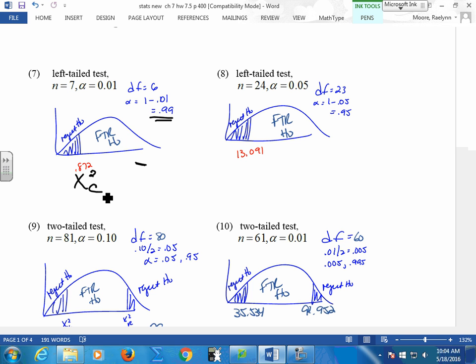Same as table 5. A two-tail, the only thing with two-tailed is it has to share. So divide this guy by 2. Then do the 1 minus. And then get both. The smaller one on the left, the larger one on the right. Good?